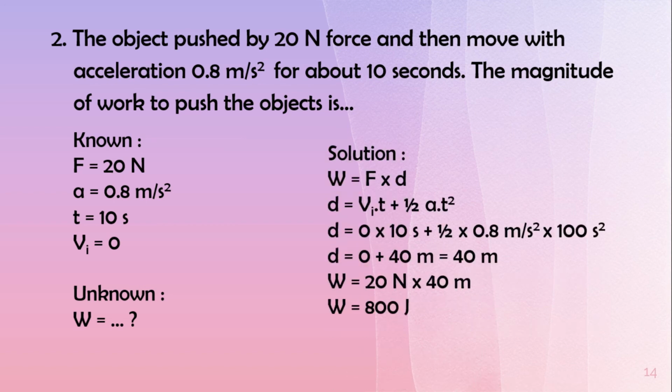Unknown: work. Solution. Work equals force times displacement. Displacement equals initial velocity times time plus half times acceleration times time squared. D equals 0 times 10 seconds plus half times 0.8 meters per second squared times 100 seconds squared. D equals 0 plus 40 meters equals 40 meters. So, work equals 20 newtons times 40 meters. Work equals 800 joule.